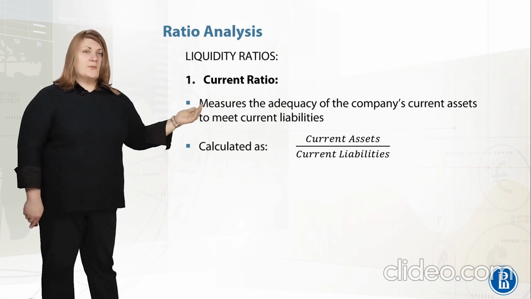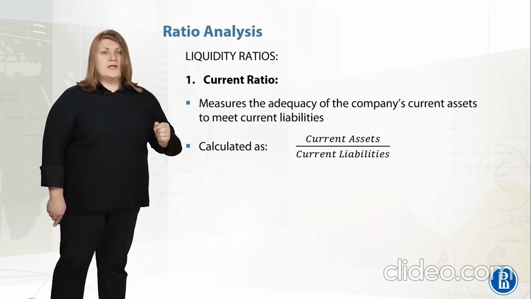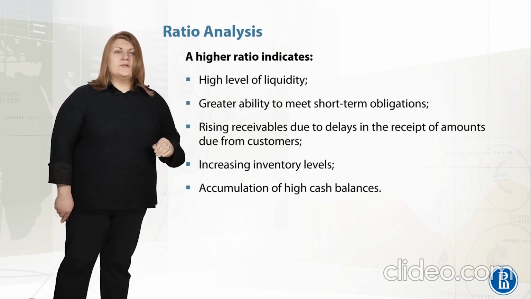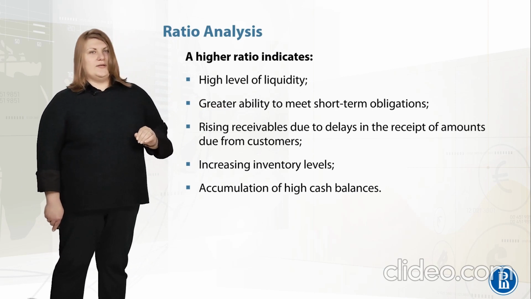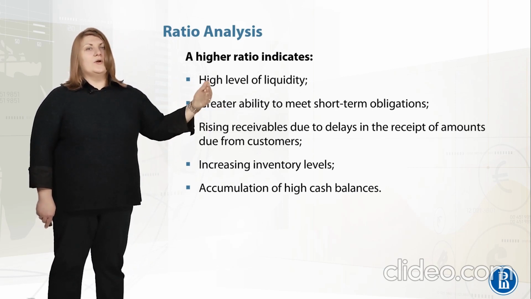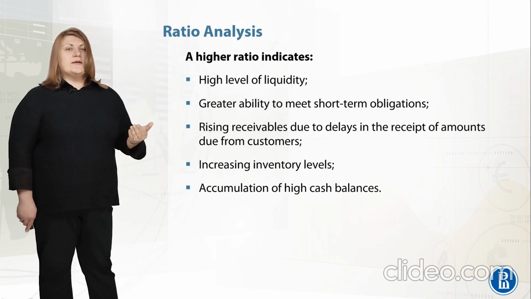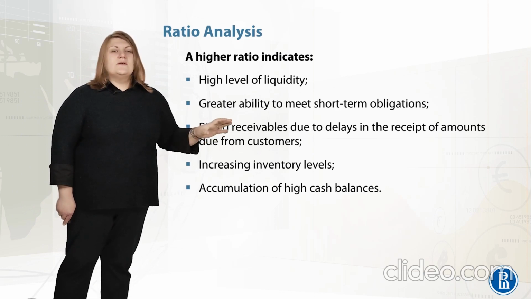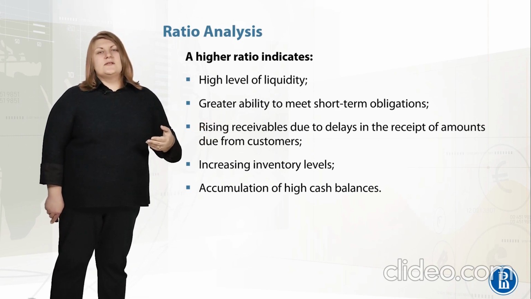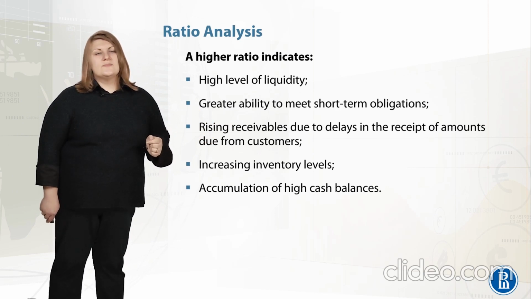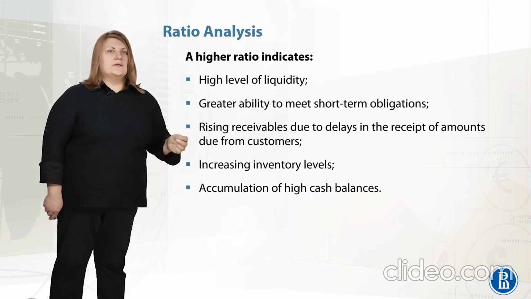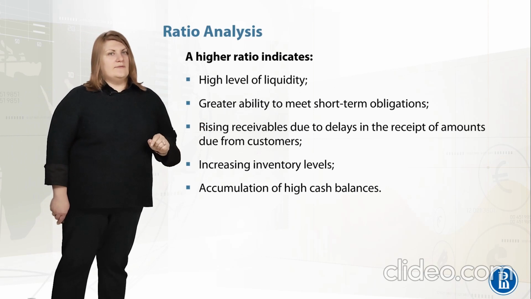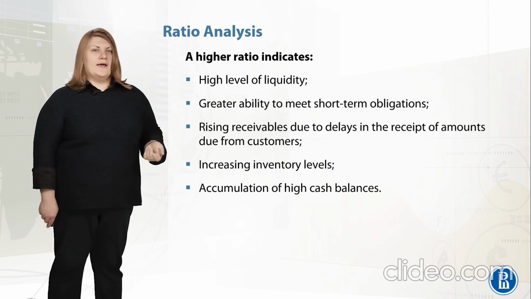So current assets can be easily taken from the balance sheet, as well as current liabilities. A higher ratio will usually indicate a high level of liquidity, which means that the company has more liquid assets and a greater ability to meet short-term obligations. Here, rising receivables due to delays in the receipt of amounts due from customers will also be a good signal to act. The company might also be increasing inventory levels or accumulating high cash balances.